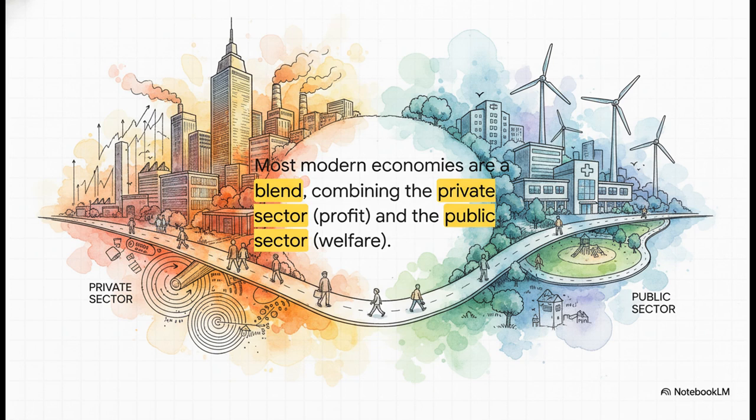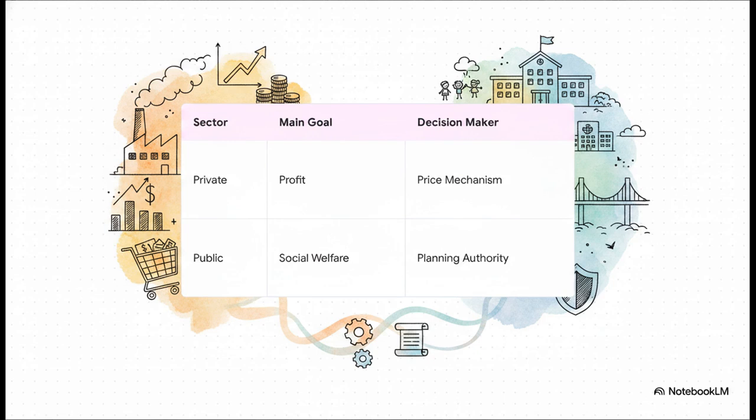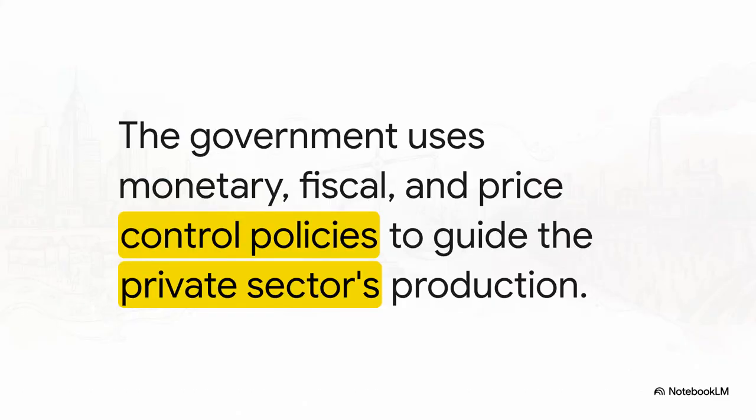Most economies are actually mixed. Here, you've got a private sector driven by profit, living alongside a public sector focused on social good. And they aren't totally separate either. The government still nudges the private sector, using different policies.